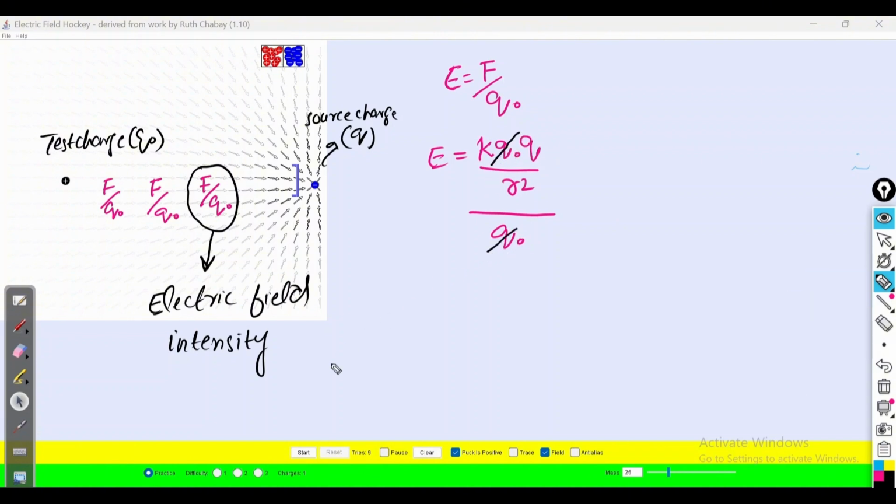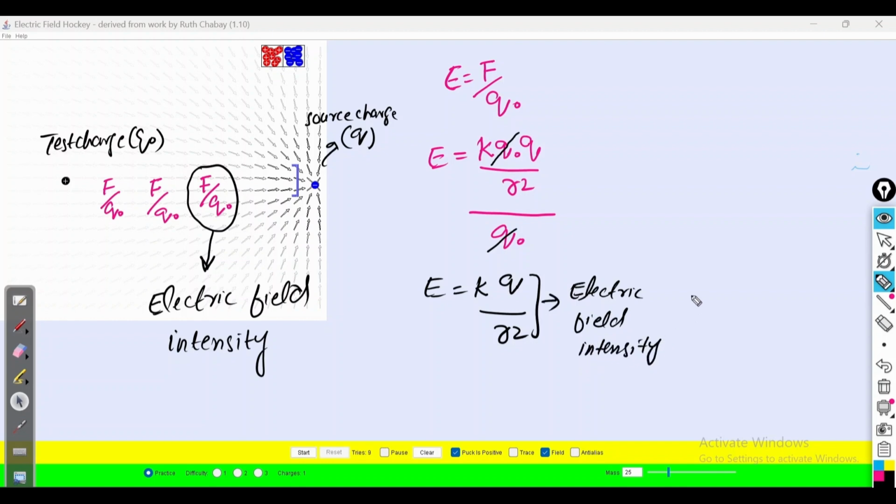This Q naught and this Q naught cancel. Now the electric field intensity E becomes K Q divided by R square. E is equal to K Q by R square, and this is the formula for the electric field intensity. Now this is the scalar form.